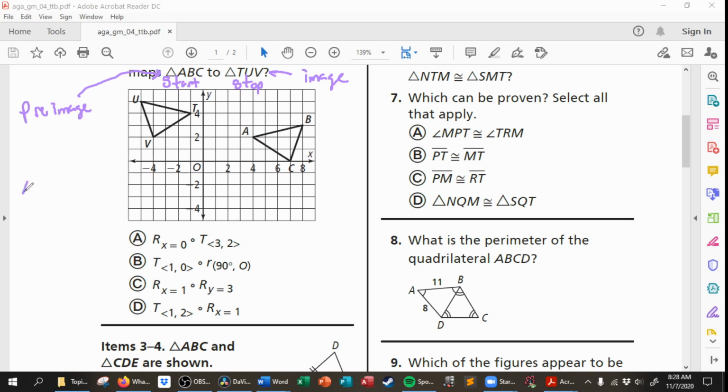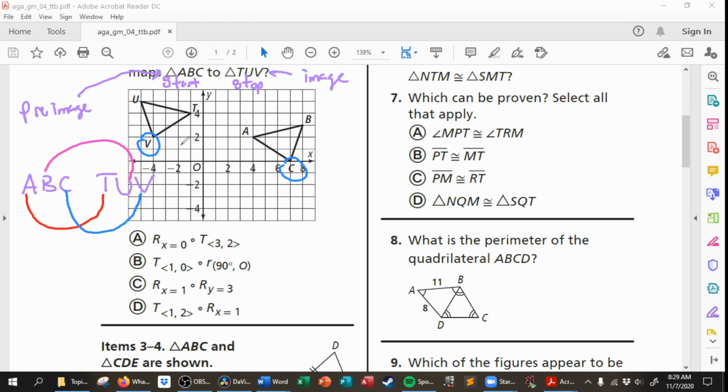Let's write it here. We need triangle ABC to map onto TUB. One of the nice things that we know now is that A and T would have to be the corresponding parts, B and U are the corresponding parts, and C and B would have to be the corresponding parts. So when I look at this, I need to ask myself, how would I get these to map onto each other? Well, here I have C, and that needs to get to B.